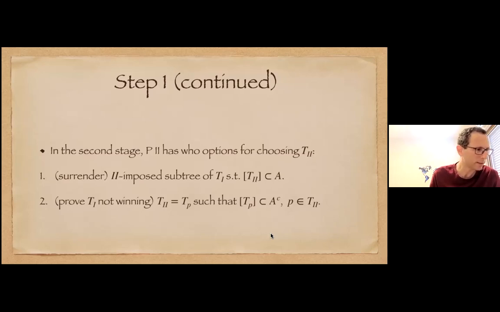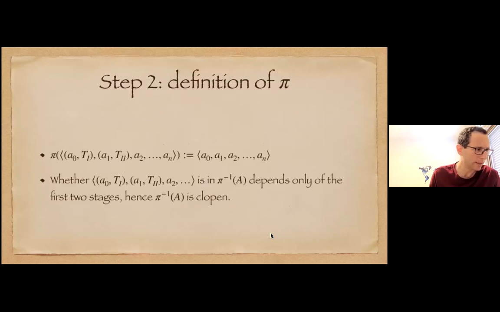Okay, so this is the description of the tree. Now I'm going to define pi, the mapping of positions. So this is very simple. You take a typical position, you just delete the trees.